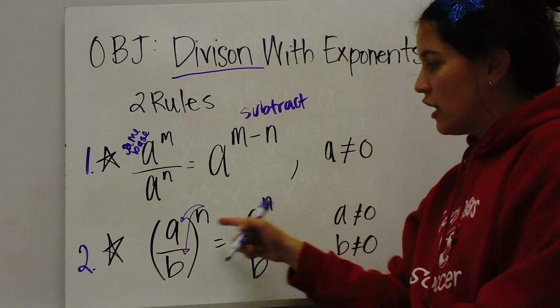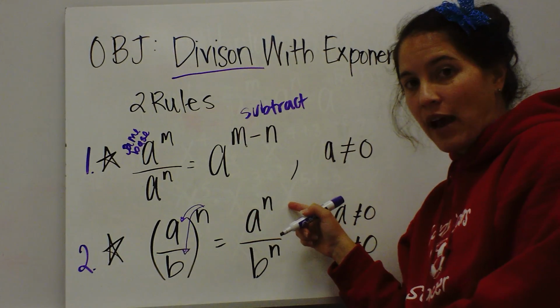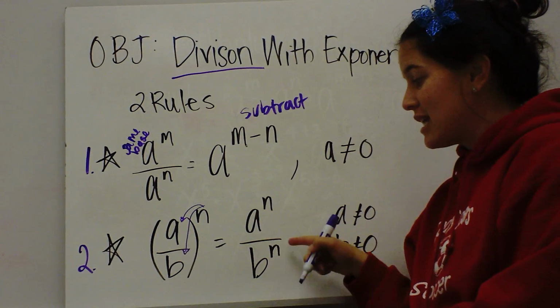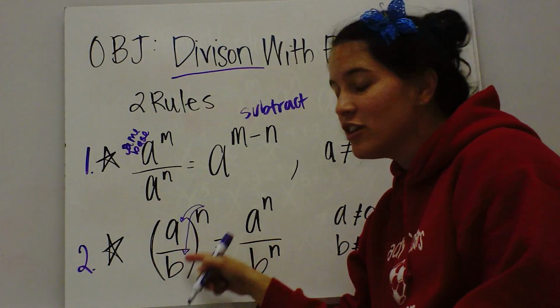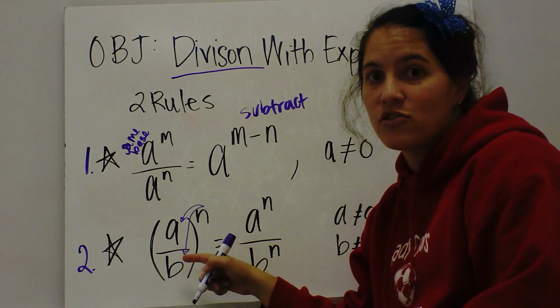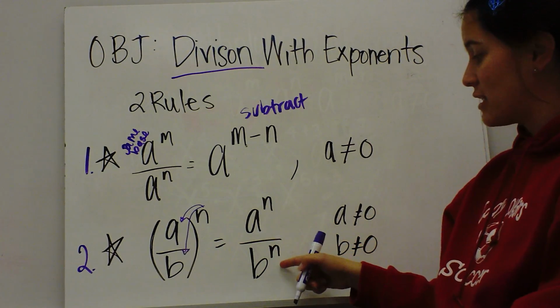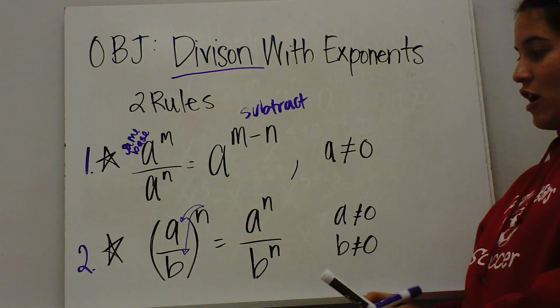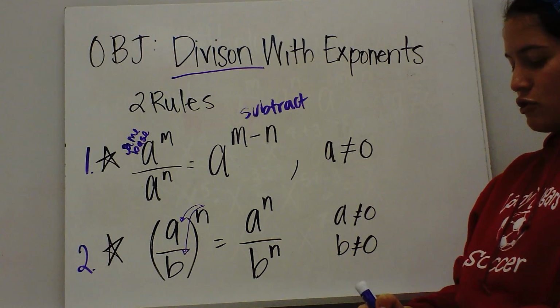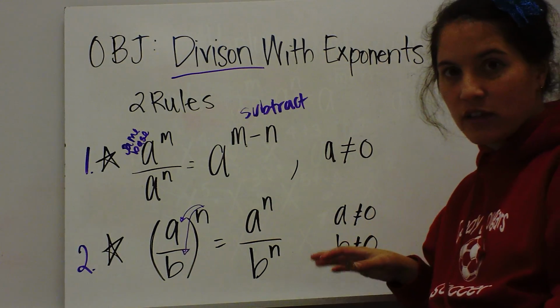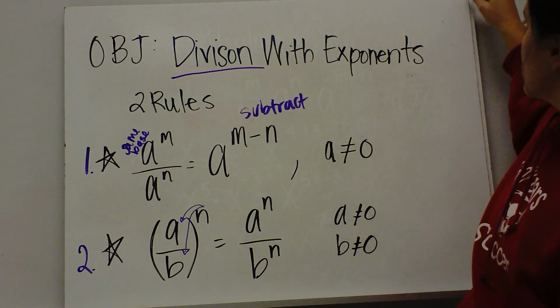So then if you look here, you have a to the nth power and b to the nth power. So whatever is your quotient, whatever is in your parentheses, you're going to distribute the power to the top and to the bottom as long as a and b are not 0. So those are your two rules. Make sure you get those down, and let me show you some examples.